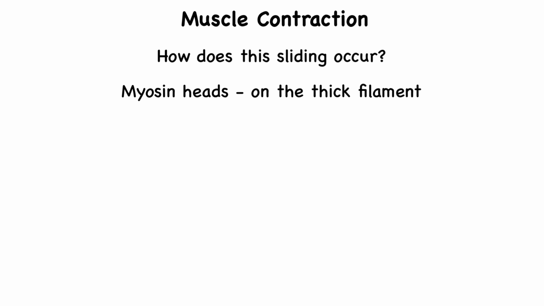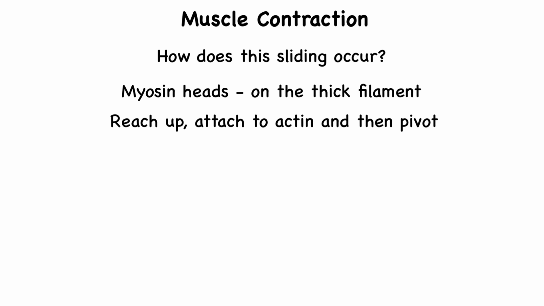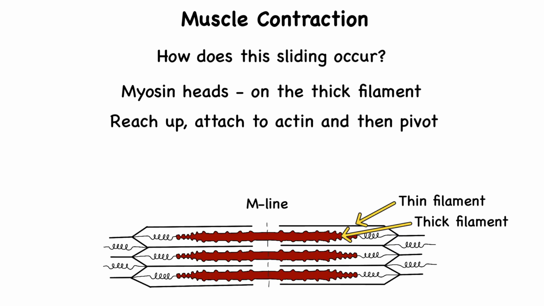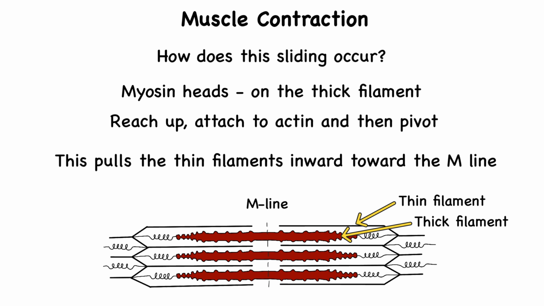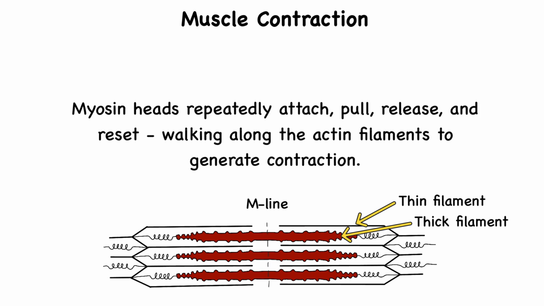These myosin heads reach up, attach to the actin in the thin filaments, and then pivot, pulling the thin filaments inward toward the M-line, the center of the sarcomere. Each pull is small, but because billions of myosin heads are working together, the effect is powerful. The sarcomere shortens, the muscle fiber shortens, and ultimately the whole muscle contracts. That's the sliding filament mechanism in its simplest form. Myosin heads repeatedly attach, pull, release, and reset, walking along the actin filaments to generate contraction. Now, let's take a look at how it all happens.